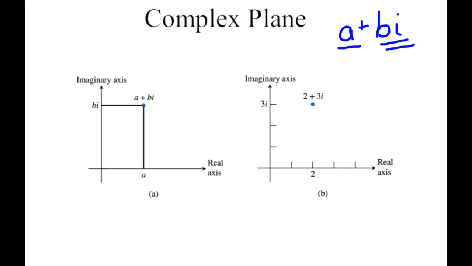So another example, suppose I wanted to plot the number 3 plus i. So my real portion is 3, the imaginary portion is 1, understood to be a 1 in front of there. So I would go 3 units in the real direction and then 1 unit in the imaginary direction. So that would be the complex number 3 plus i.